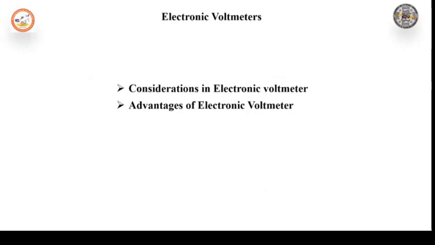So let us discuss in detail about electronic voltmeters. What are the different considerations in electronic voltmeter? The selection of the appropriate type of voltmeter which can give the accurate reading depends on a number of factors. It mainly depends on the performance of the instrument required in a particular situation. The various considerations in selecting the proper instrument are input impedance, voltage range, decibels, sensitivity versus bandwidth, battery operation, AC current measurement. So let us discuss one by one.